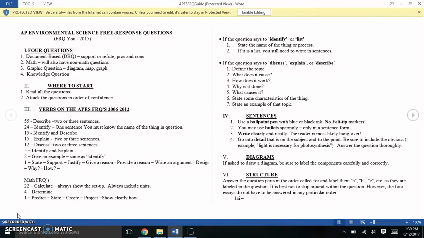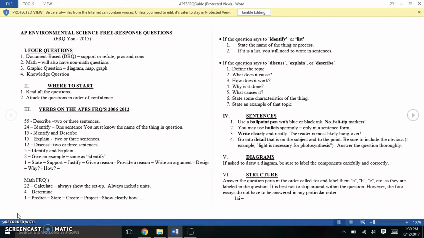Always include your units in your work. It has been explained to me that if you don't show your units in your work, you will not get credit for just showing the units in the answer. So we want to show our work, including our units.